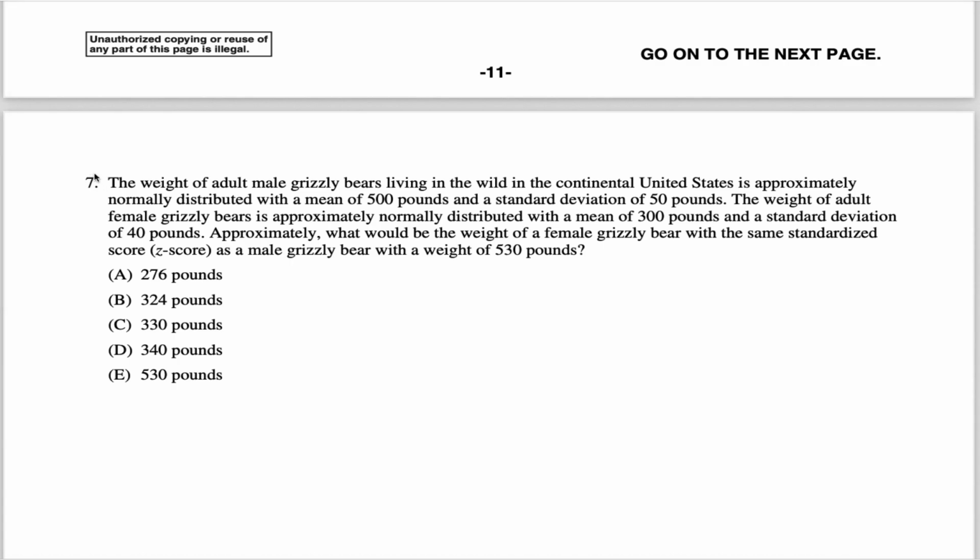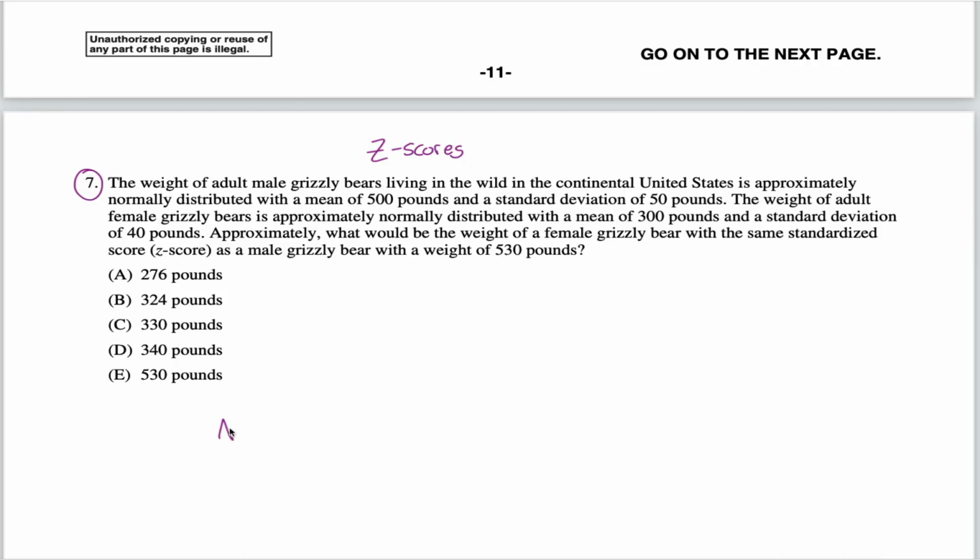Question 7 on this Practice AP Stats test. This is a pretty good question, one I wouldn't be surprised if you saw something similar to on your test. This deals with z-scores, and since it deals with z-scores, there's really two different ways you can answer it. You can do it totally algebraically, or maybe better with a little bit of understanding.